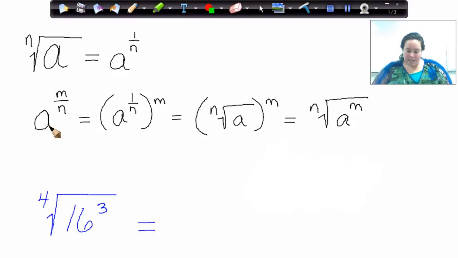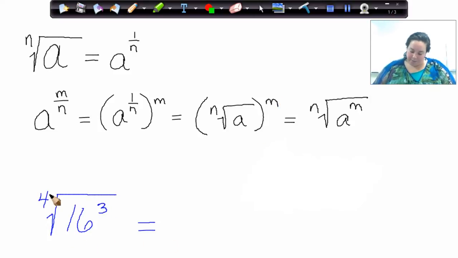If we have a fraction that maybe doesn't have 1 in the numerator, it could be anything. So a raised to a power that is a fraction is the same thing as the 1 over the denominator, then raised to the numerator's power. So for example, if we have the nth root of the number, because 1 over n is the nth root of that number. So let's look at this one down here.